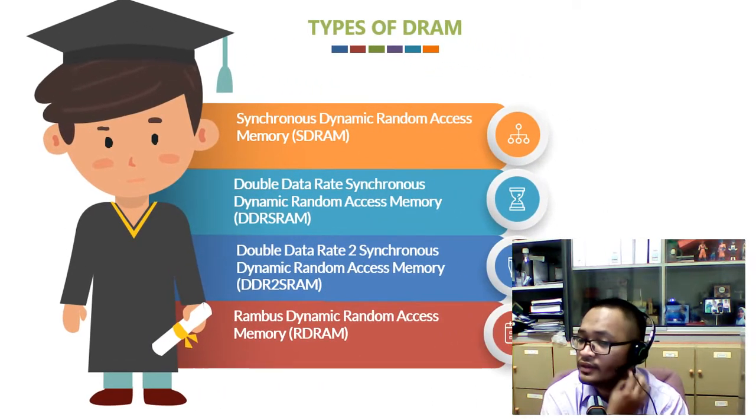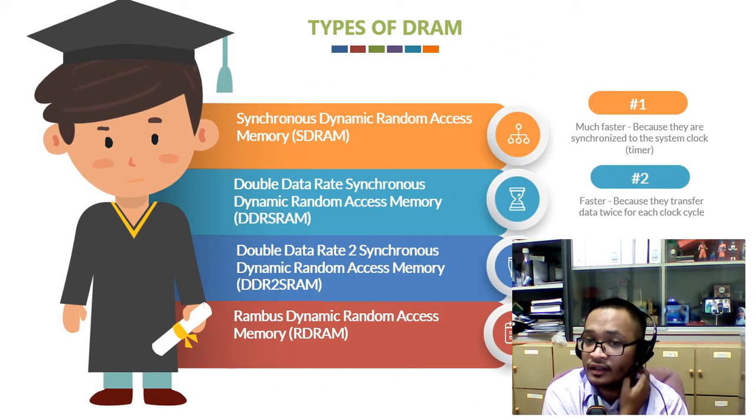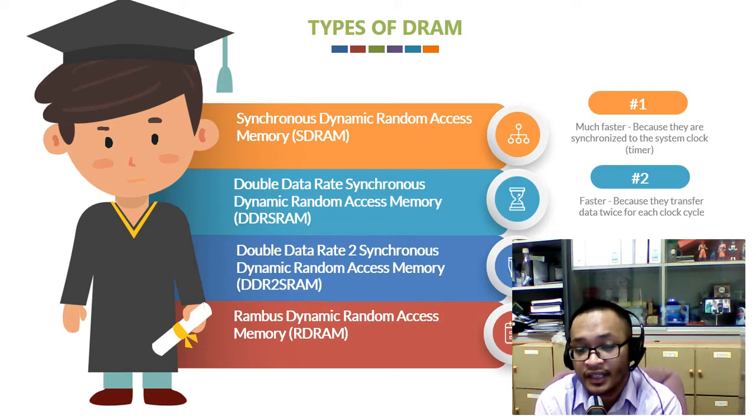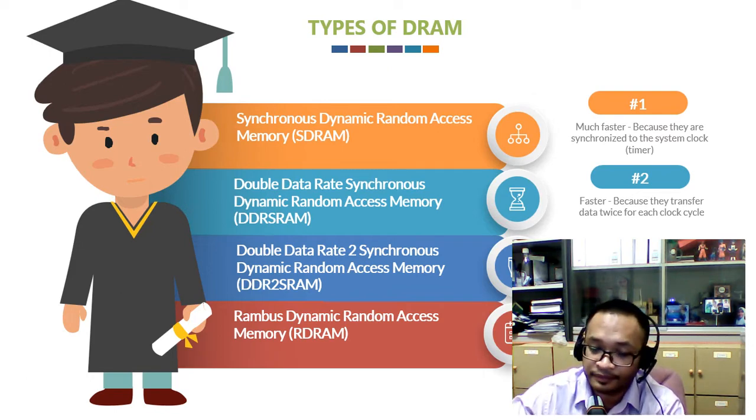Okay, we have a lot of variants of DRAM, however this is the most common type, such as SDRAM, DDR SDRAM, DDR2 SDRAM, and RDRAM. This is what we call DDR1, or SDRAM, DDR2, DDR3, and DDR4. The main differences between all these technologies are in terms of speed or latency.